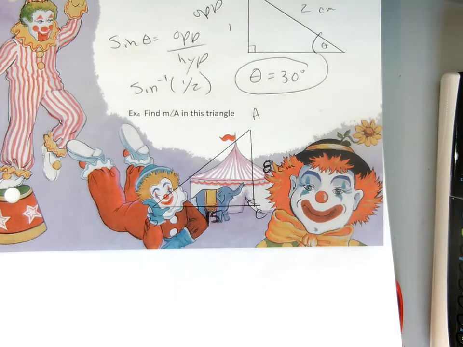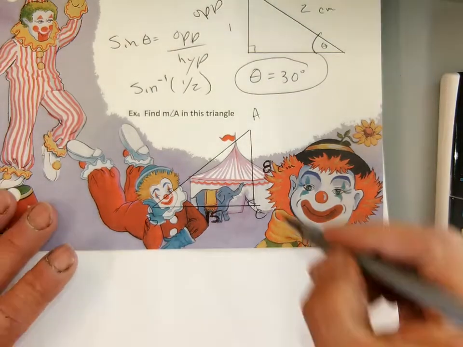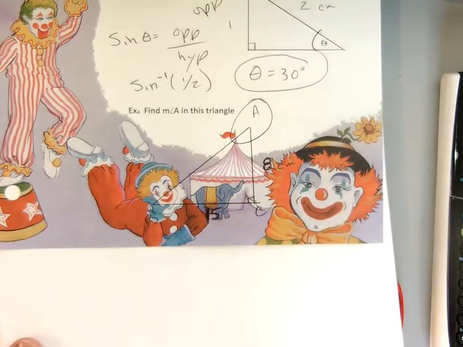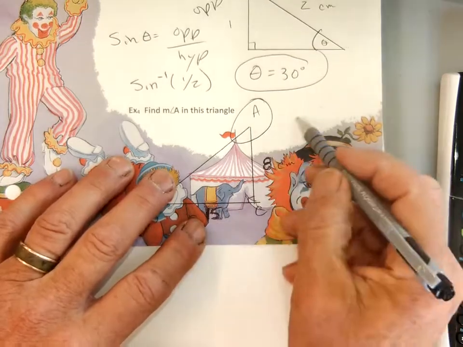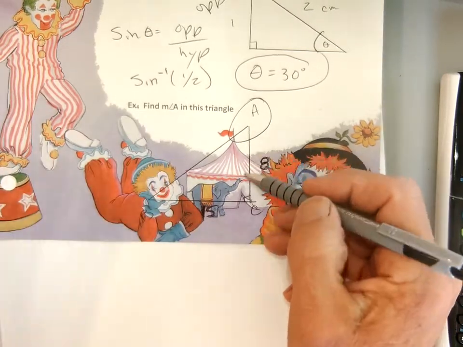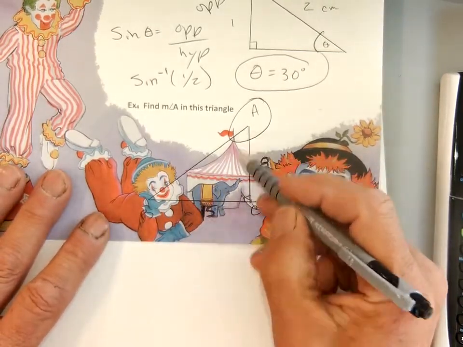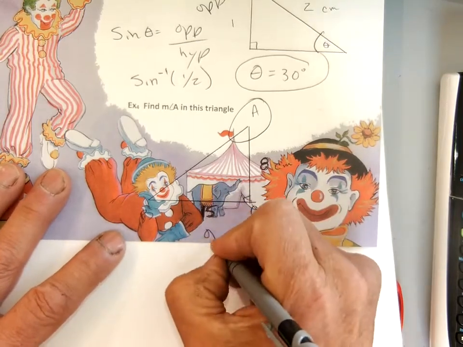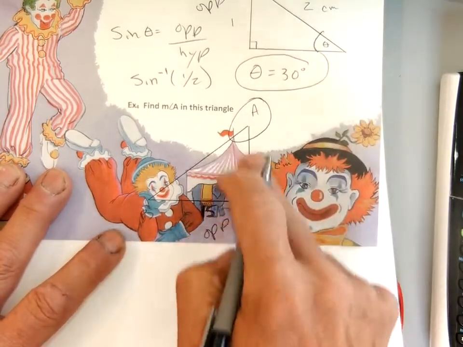All right, so here we go. Find the measure of angle A. Here it is. Always start at the angle. So what are the names? Again, we need to name the sides. The 15, from the angle, what's the name? Good. And what's the name of the 8?